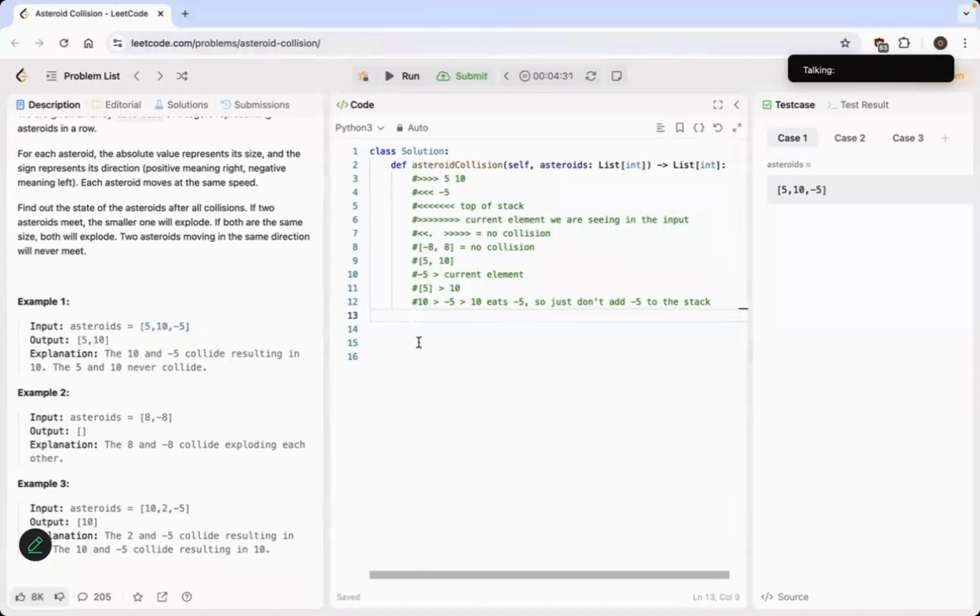So let's run through some more examples. So here, for example, 10, 2, -5. First of all, our stack is like this, and then our stack becomes 10, 2. And now we're seeing -5, and there's a potential for a collision. So pop 2 off the stack. And now we know that -5 plus 2 is less than 0. So -5 eats 2. So don't add -5 to the stack.